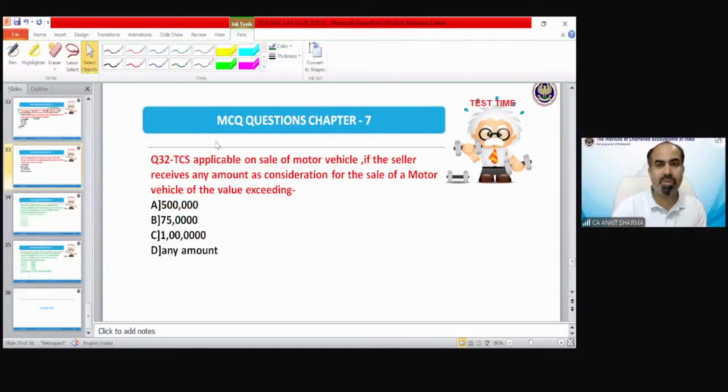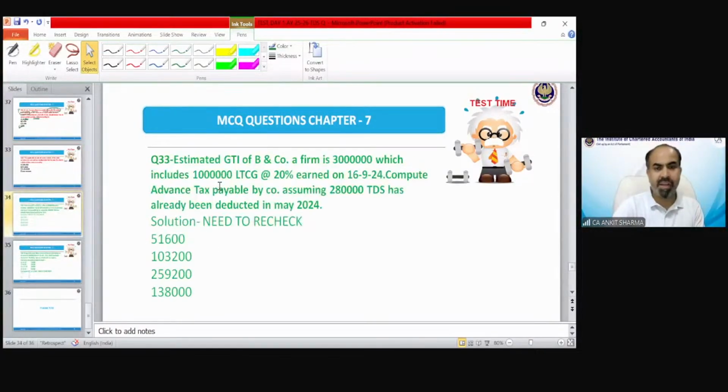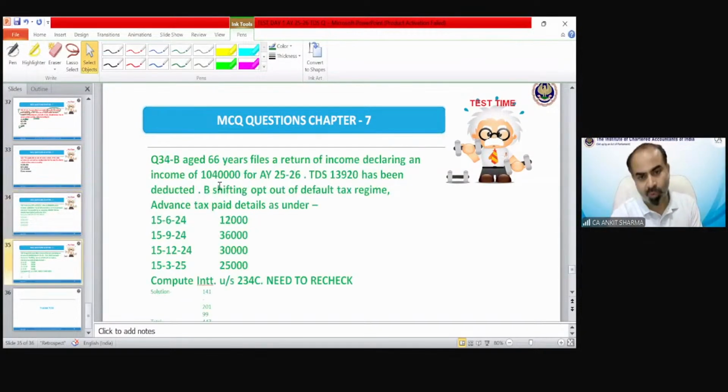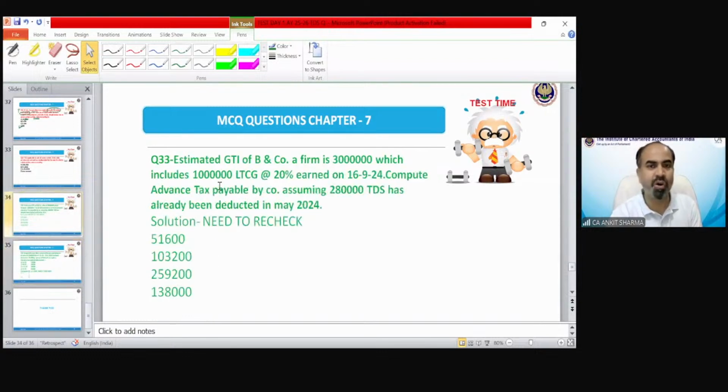Now this question number 32 is for the TCS provision. Very simple, you are able to solve it very easily. Now 33 and 34 are two questions for advance tax provision and for 234B and C interest calculation.